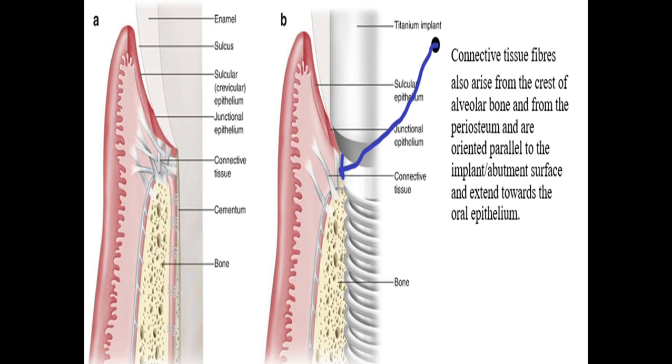Let us see in the diagram. Connective tissue fibers also arise from the crest of alveolar bone and the periosteum and are oriented parallel to the implant abutment surface and extend towards the oral cavity. The fibers are oriented parallel to the surface of the implant.